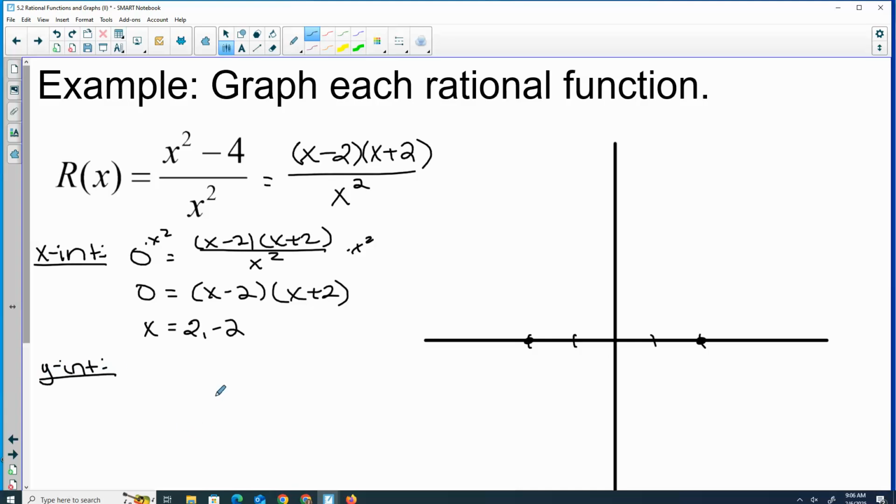To find the y-intercept. So y-intercept is when x is 0. If I put in 0 for all of my x's, on the top I get negative 4, on the bottom I get 0. Can you do negative 4 divided by 0? No, so there is none. We don't cross the y-axis.